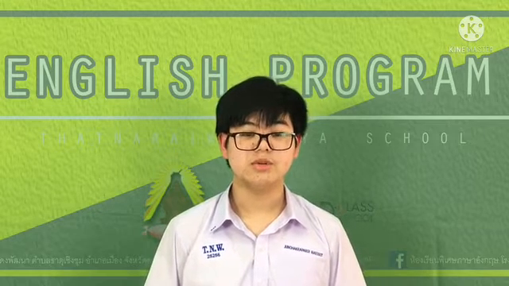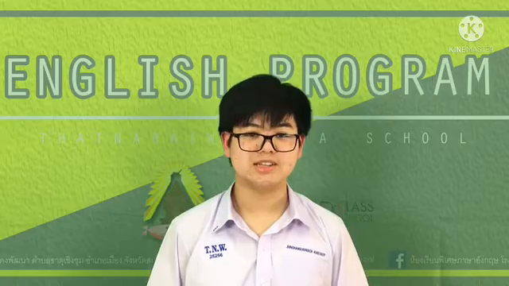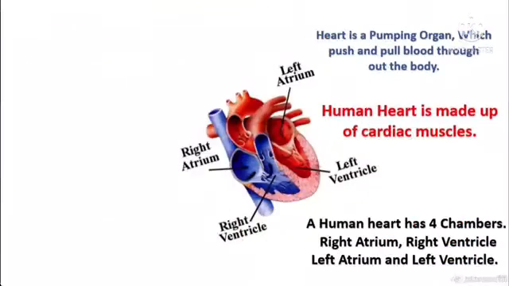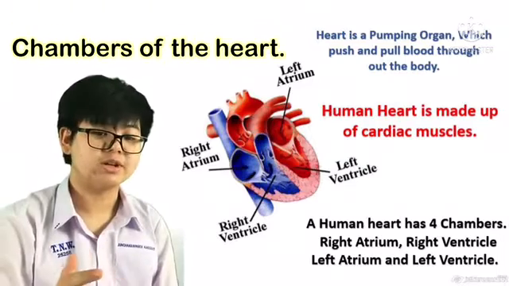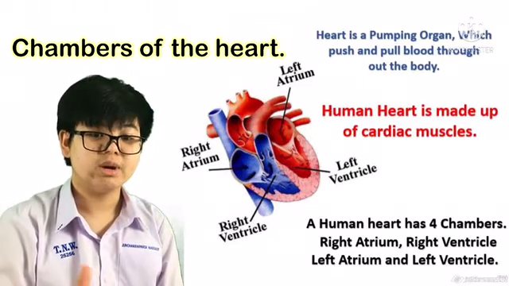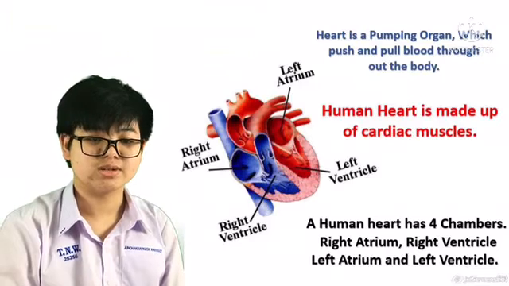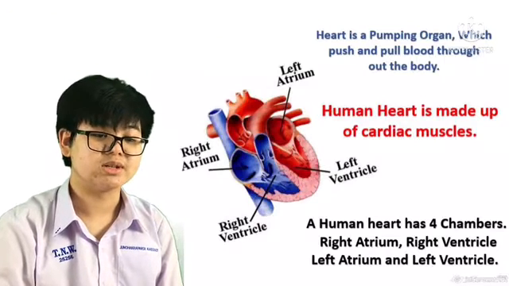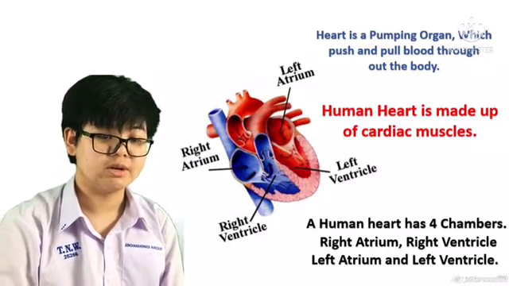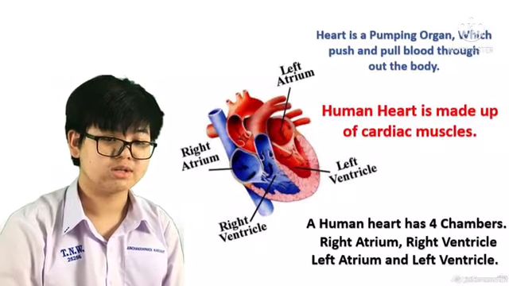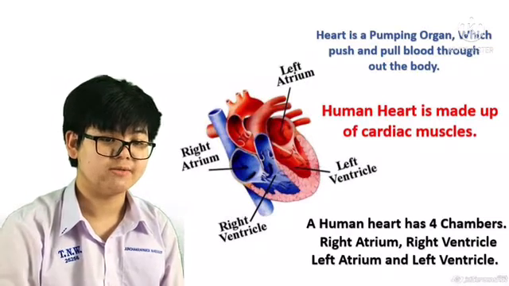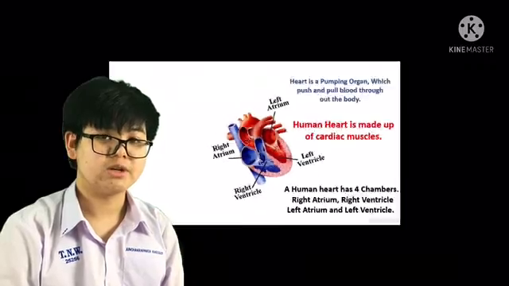Today, I'm going to present you a science project about the human heart. The heart is a very important organ of our body. Our heart is made of cardiac muscles. A human heart has 4 chambers: 1. Right atrium. 2. Right ventricle. 3. Left atrium. 4. Left ventricle.